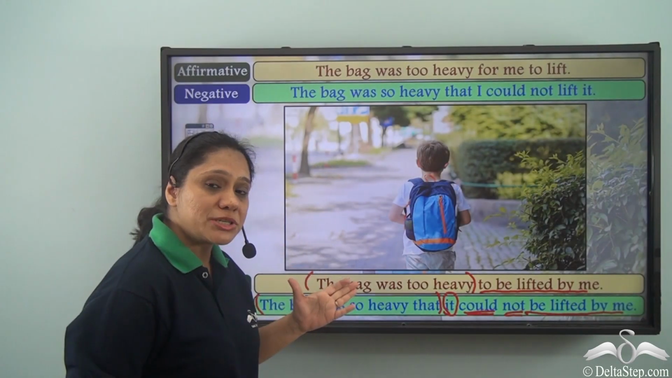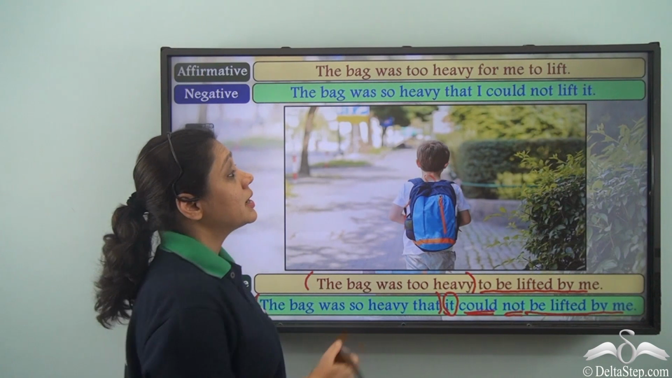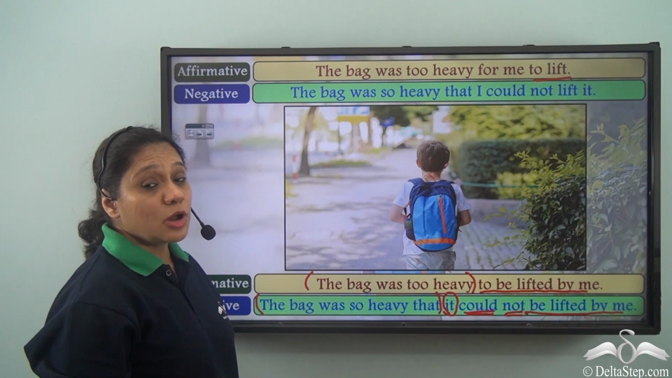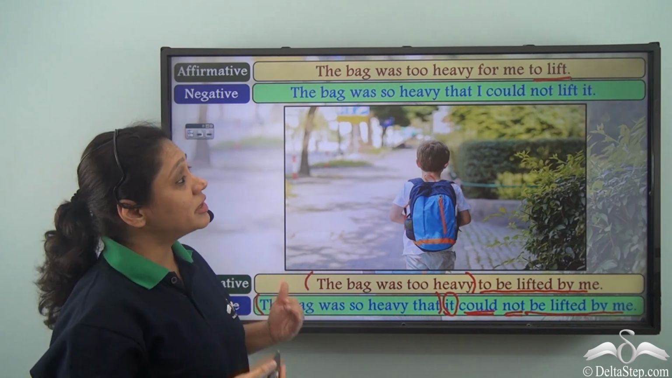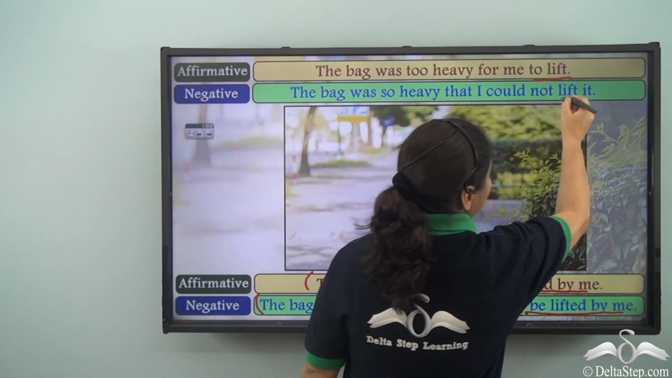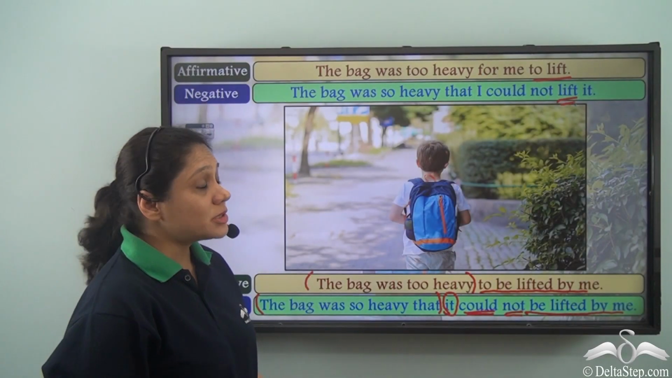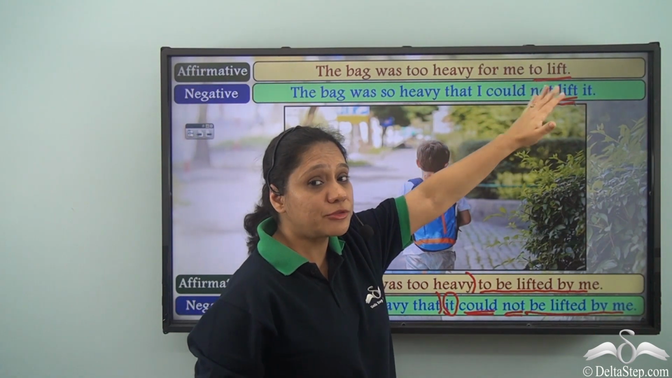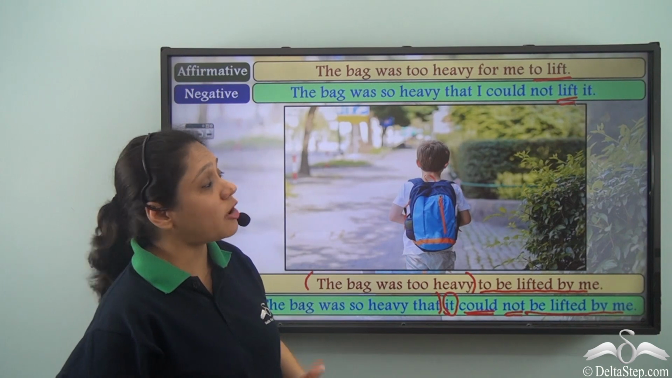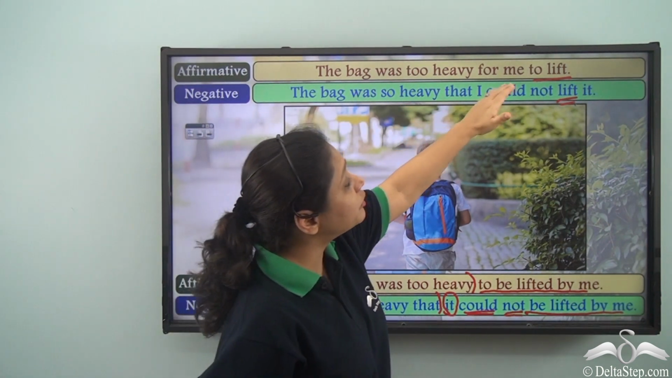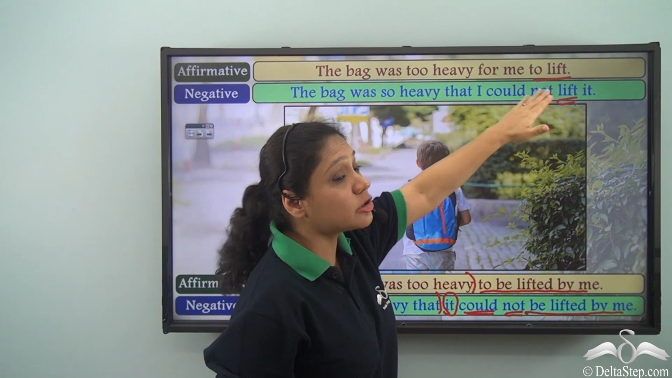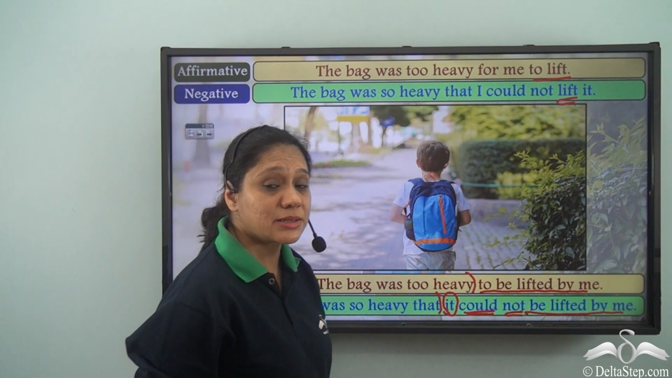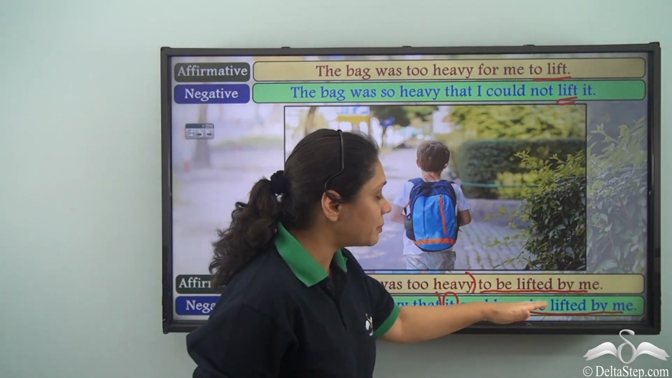So what do you note here? You will note that in the original sentence, whenever we have an infinitive form, in the new negative sentence, we change the infinitive form to its finite form. Like our sentence here, to lift, we change it to the finite form in the new negative sentence. So we have to lift here and we have changed it to could not lift. Whereas when we have to be lifted in our original sentence, we change it to could not be lifted.